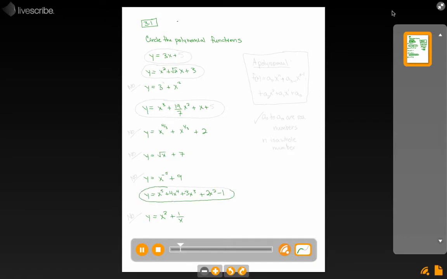Okay, so here's a big list of functions, some of which you've seen and graphed before, others you may have never seen anything like it before. That might be a hint in some cases of ones that aren't polynomials. So some rules for polynomials are as follows.